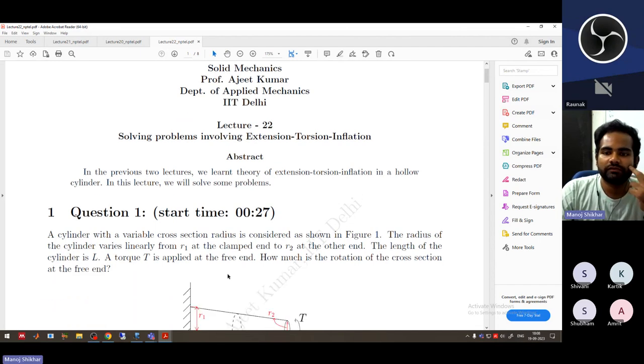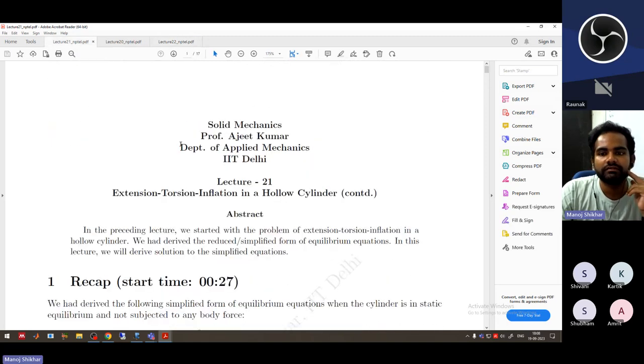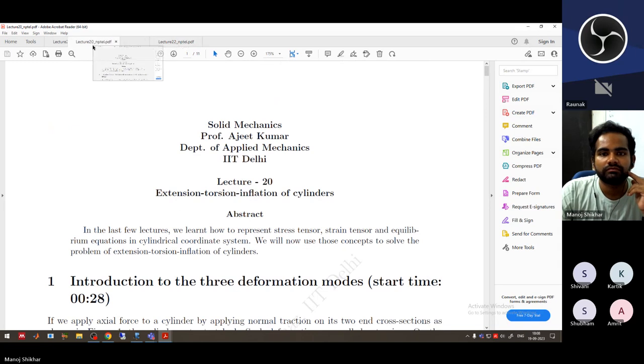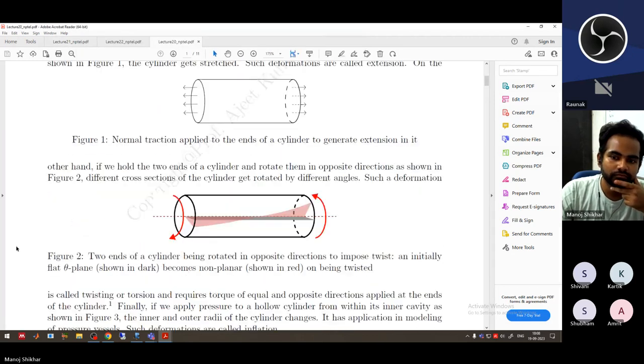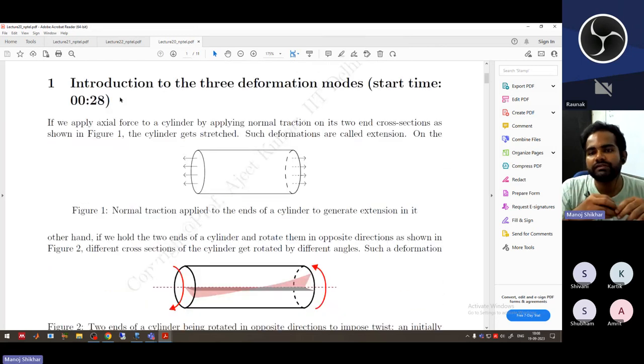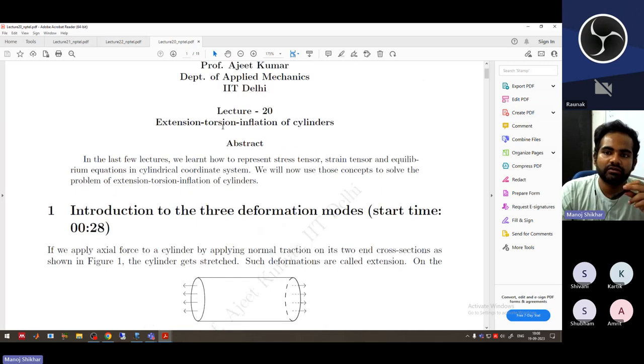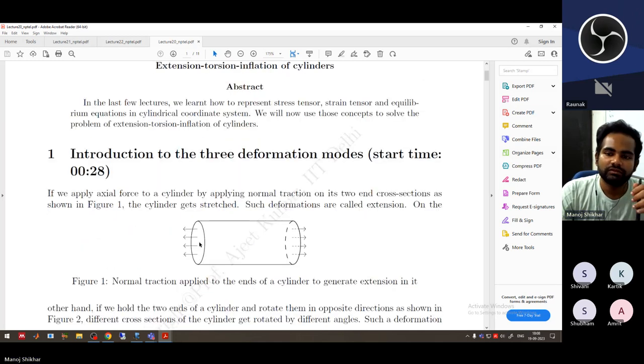Just for a quick recap, what was covered in this week. There were three modes of deformation which were discussed. So what is extension, torsion, or inflation? When you stretch a body, that stretching is called extension.